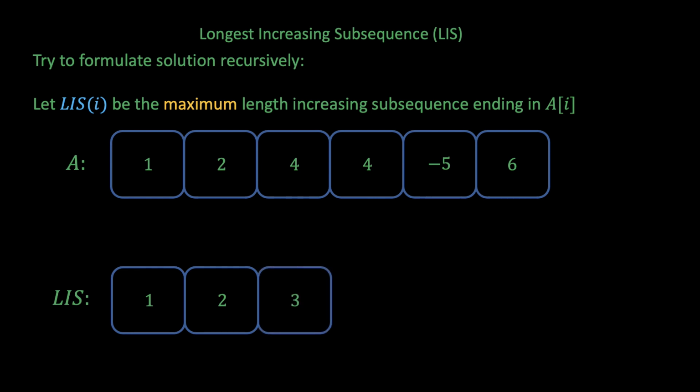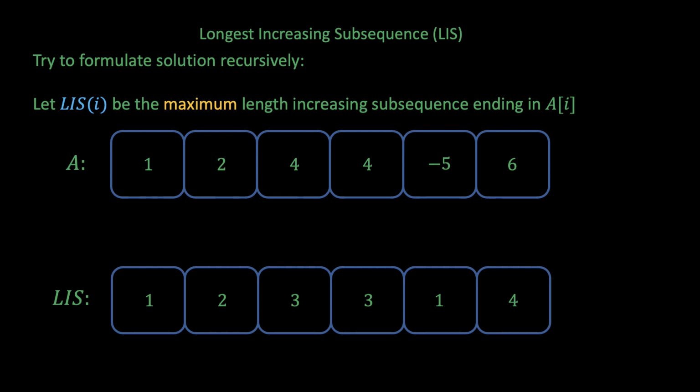LIS3 is the longest increasing subsequence ending in 4, and so LIS3 is equal to 3. Similarly, LIS4 is equal to 3, and LIS5, however, is 1, because the longest increasing subsequence ending in negative 5 is negative 5 itself, and has length 1. Finally, LIS6 is 4, corresponding to the sequence 1, 2, 4, 6.